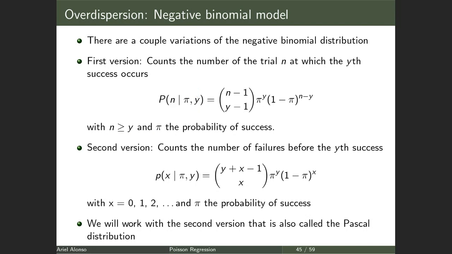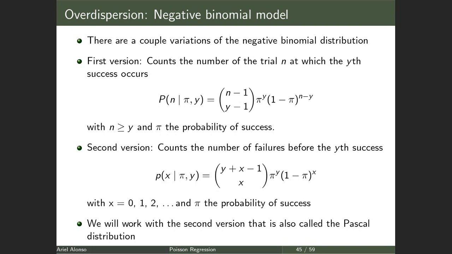There is a second version, and that counts the number of failures before you get y successes. So let's say you need to fail 10 times before you get, what is the probability that I will fail 10 times before I get 2 successes? What is the probability that I will fail 60 times before I get 3 successes?